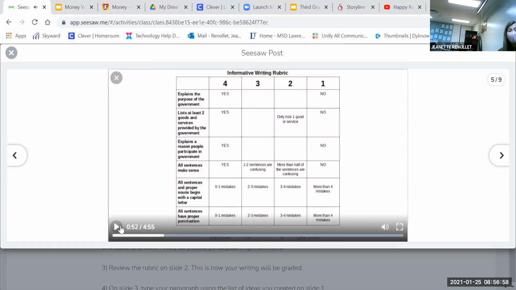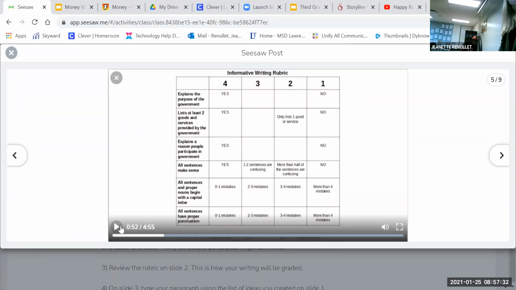So on Friday, we did the first 3 rows. Remember that? We said it's your job to, number 1, explain the purpose of the government. Why do we have the government? What's it for? What's the purpose? In your writing, you should have that. Number 2, you should list at least 2 goods and services provided by the government. Today in your writing, you should check, do I have those 2 things that the government gives to us?